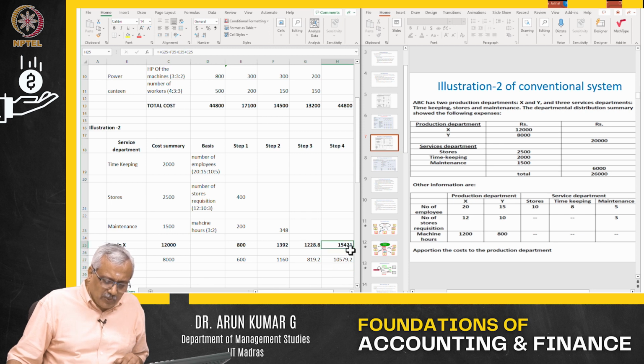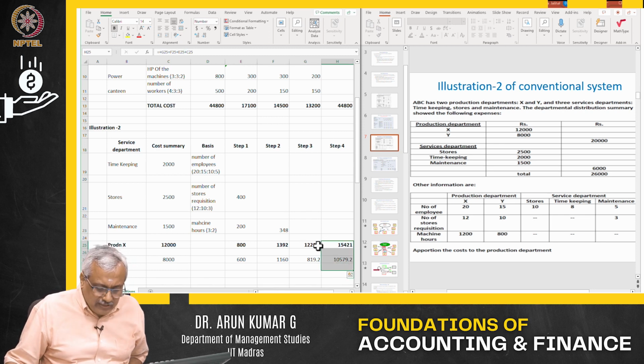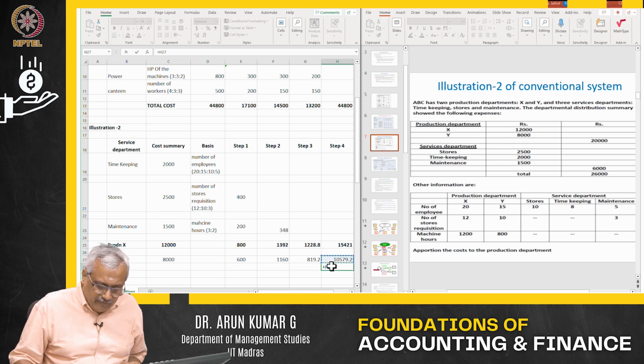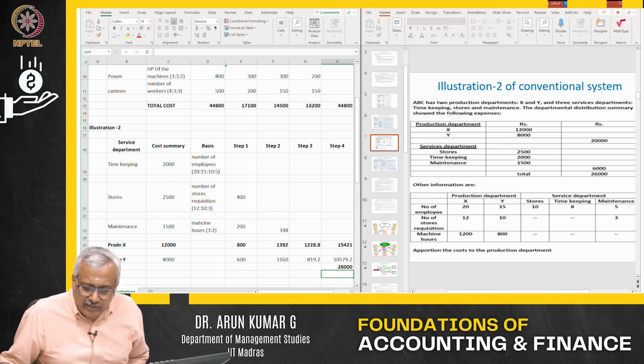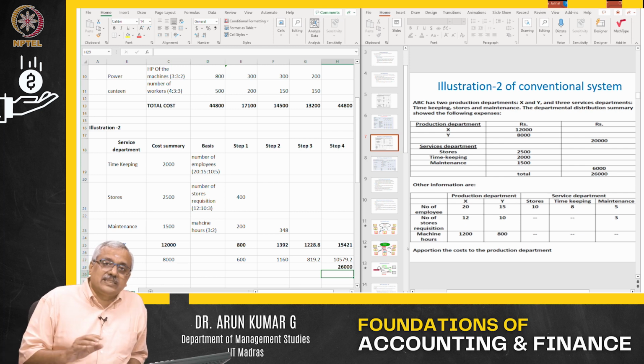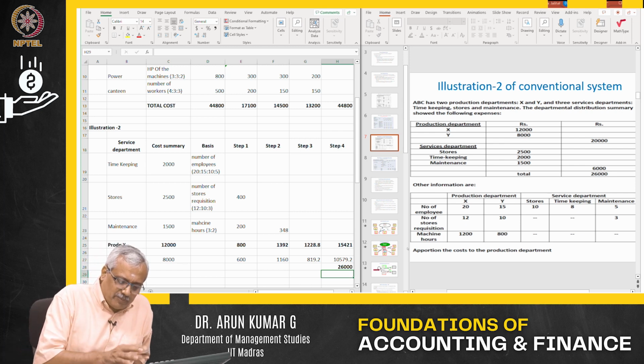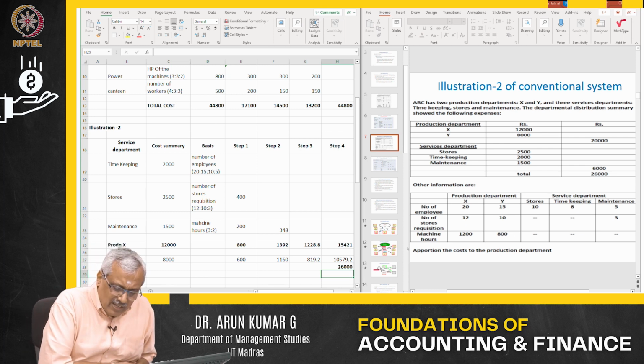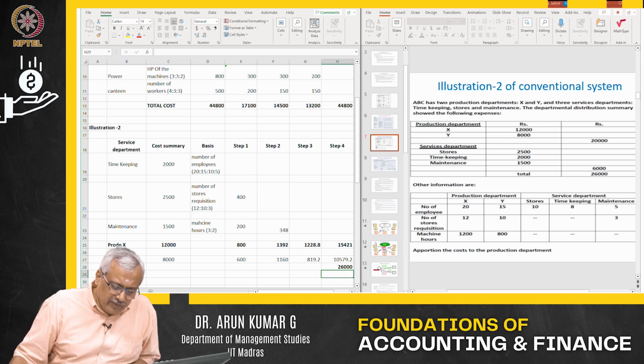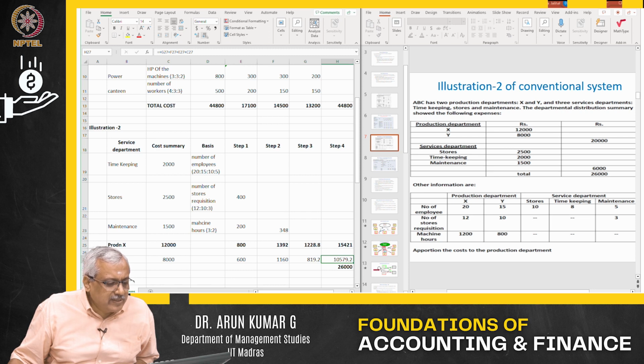And if you want to check, you can total these 2 to re-verify whether we have included all the cost out here, and it is 26,000. You can see in your problem also the total is 26,000. So, all the cost is allocated between production department X and production department Y. The total cost of production department X is 15,421, and the total cost of production department Y is 10,579.2. I can just knock off the decimals out here.